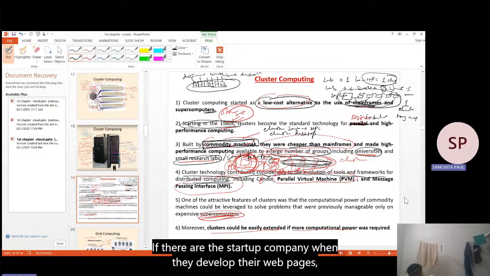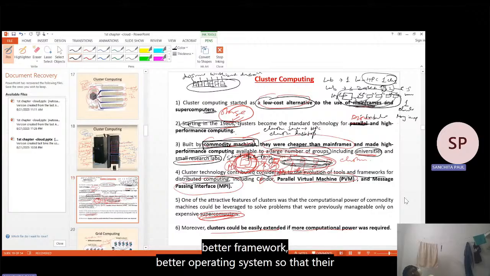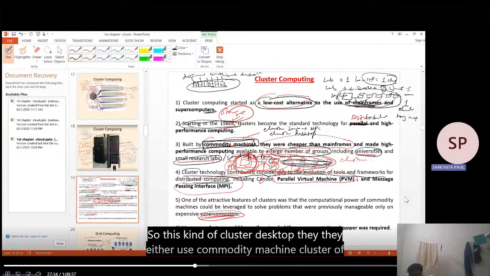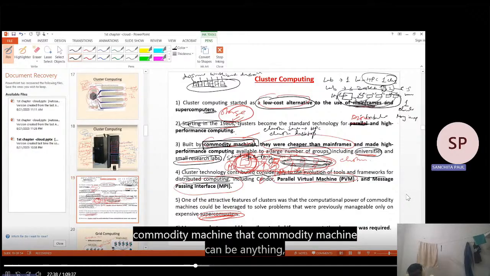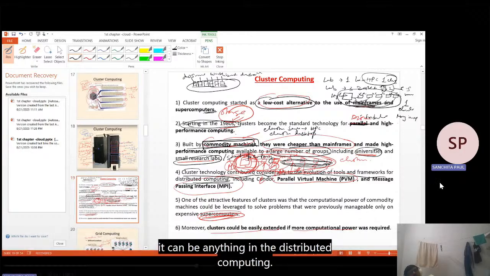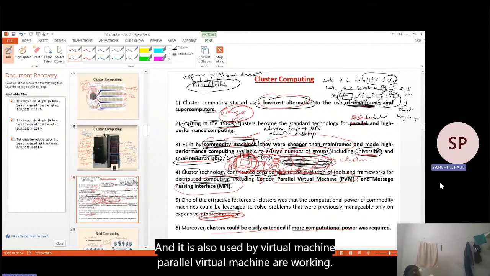If there are startup companies, when they develop their web pages, they want a better architecture. So they always choose better tools, better framework, better operating system, so that their application runs properly. So this kind of cluster, they use a cluster of commodity machines. That commodity machine can be anything. It may be a cluster of server, cluster of workstation, cluster of desktop. It can be anything in distributed computing, and it is also used for virtual machines.